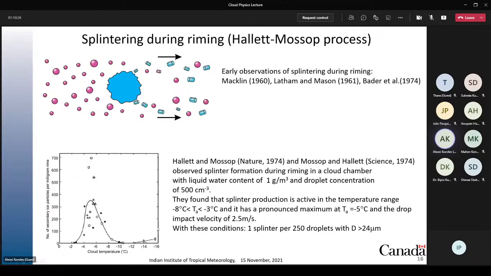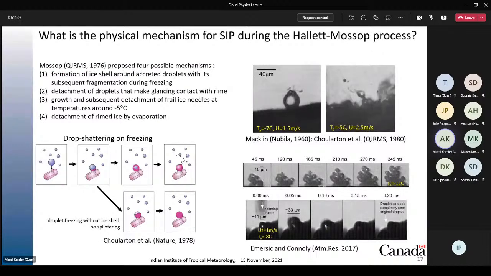It requires the presence of droplets larger than 24 micrometers. The peak of efficiency of the Hallett-Mossop process is around -5. It also depends on the impact velocity of droplets, which is around 2-3 meters per second. From there you can derive what the size of the falling collector rimed ice should be. But ironically, until now, the physical mechanism behind the Hallett-Mossop process is under debate.